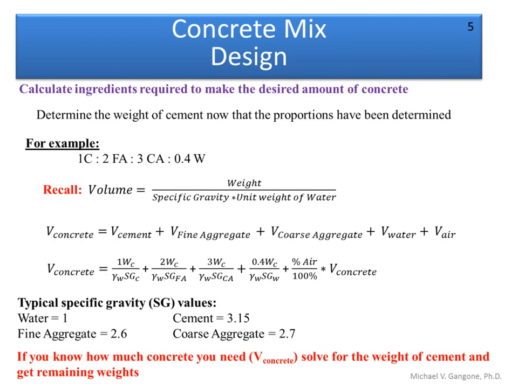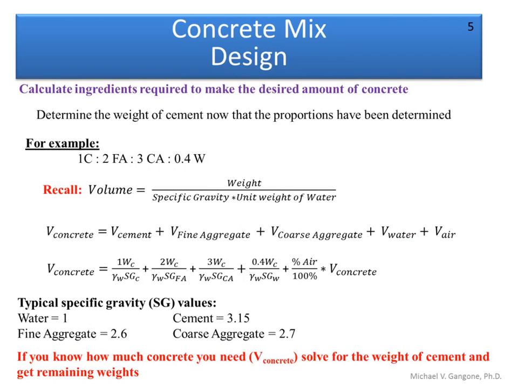All right, calculate the ingredients required to make the desired amount of concrete. So again, if we take a look here, we have a total volume of concrete is going to be equal to the volume of cement plus the volume of fine aggregate plus the volume of coarse aggregate plus the volume of water plus the volume of air. Okay, so we really have all these different components that come into making concrete.